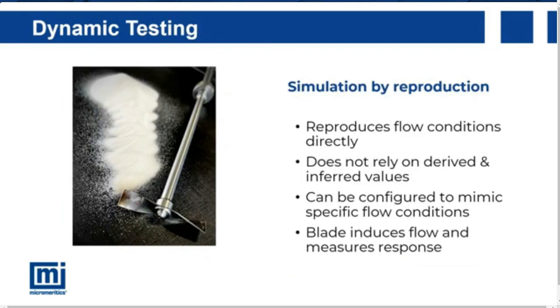Dynamic testing relies upon the ability to reproduce flow conditions inside the testing chamber, avoiding the pitfalls of simulation by analogy. Derived and inferred values can be avoided in favor of direct measurements, which are taken simultaneously as real flow conditions are mimicked. The mechanical action of the blade produces the flow environment, whilst the blade simultaneously measures the physical resistance to its passage.